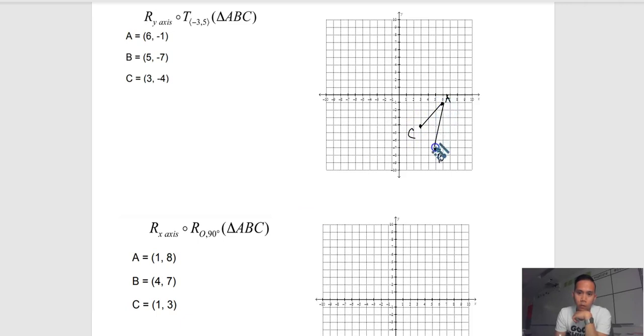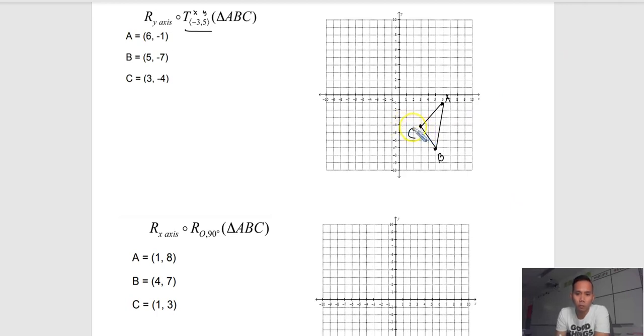Okay, so this is my triangle ABC. The rule says we have to do the translation first. It moves -3, so it goes down 3, and then it goes to the right first. This is your x, sorry, this is horizontal and this is vertical. So -3, maybe I'll just use blue here. -3, it goes to the left.